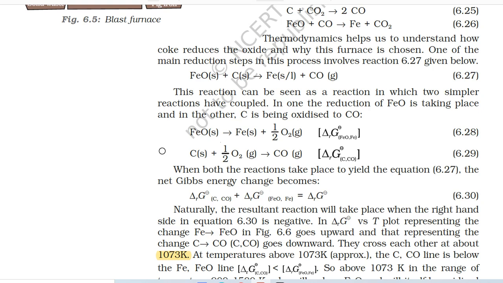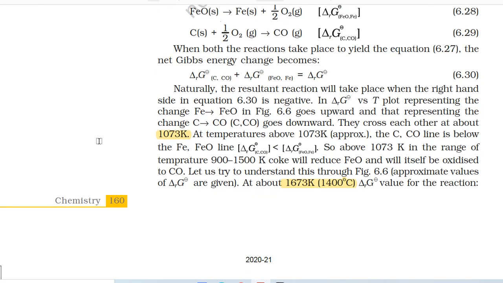FeO in solid phase gives Fe in solid phase plus 1/2 O2 in gas phase. Carbon in solid phase plus 1/2 O2 in gas phase gives carbon monoxide in gas phase. When both the reactions take place to yield equation 6.27, the net Gibbs energy change becomes ΔrG0 for (C, CO) plus ΔrG0 for (Fe, FeO) equals ΔrG0. Naturally, the resultant reaction will take place when the right hand side in equation 6.30 is negative.